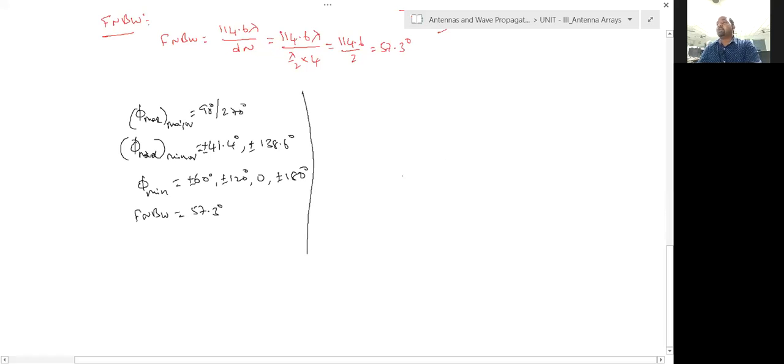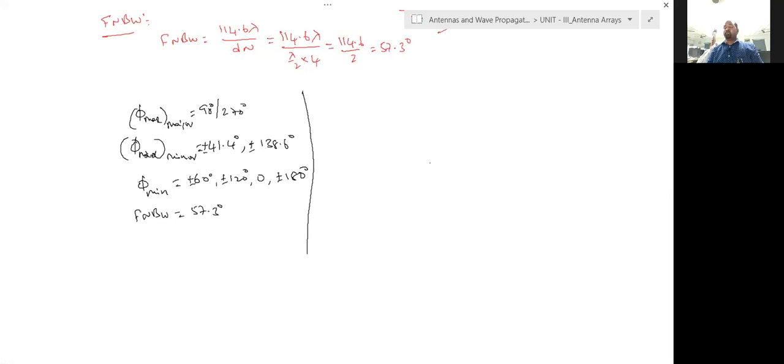Now let us try to draw the radiation pattern. Radiation pattern of what? A 4-element array, spaced lambda by 2, equal amplitude, equal phase. So can you guess the radiation pattern? Yes, you can guess, because we have already done this problem.